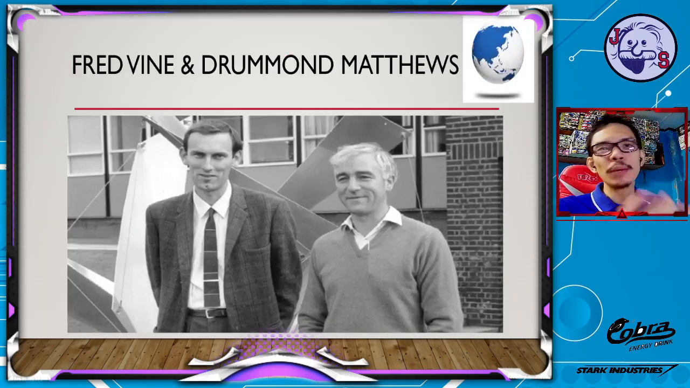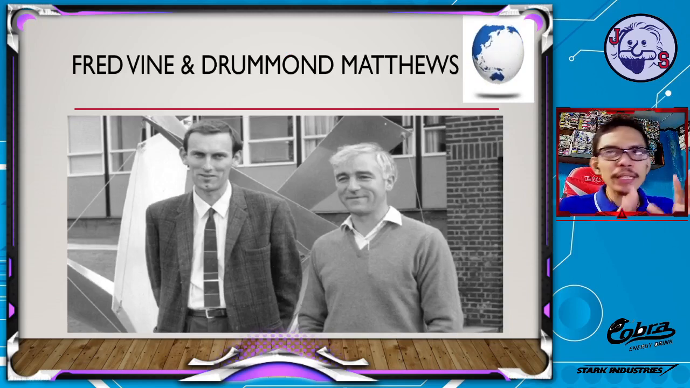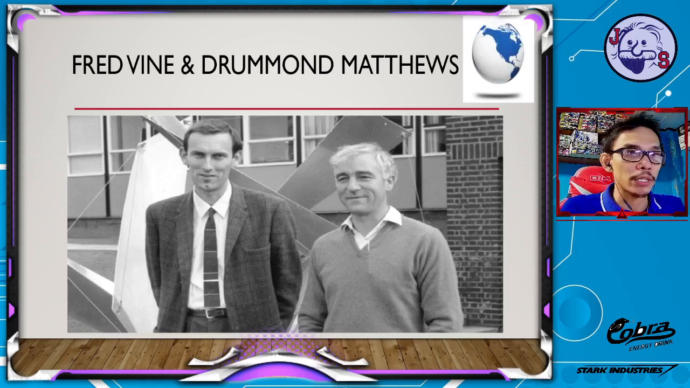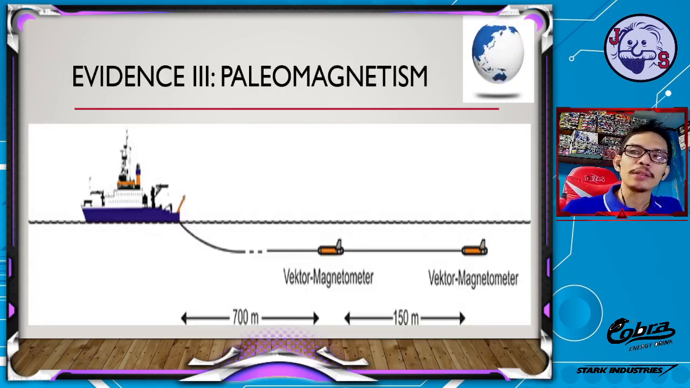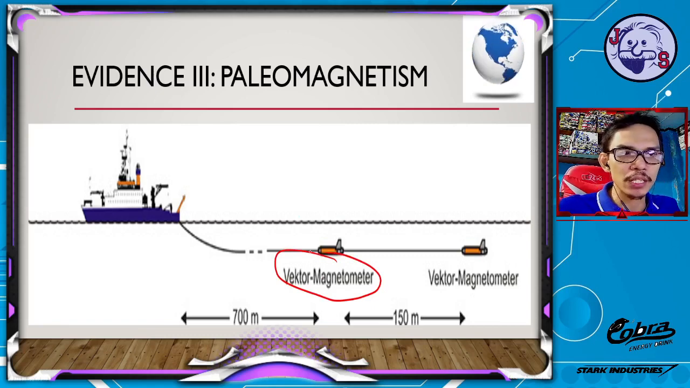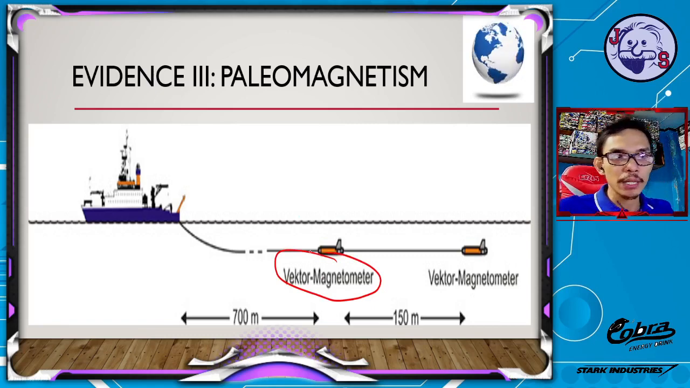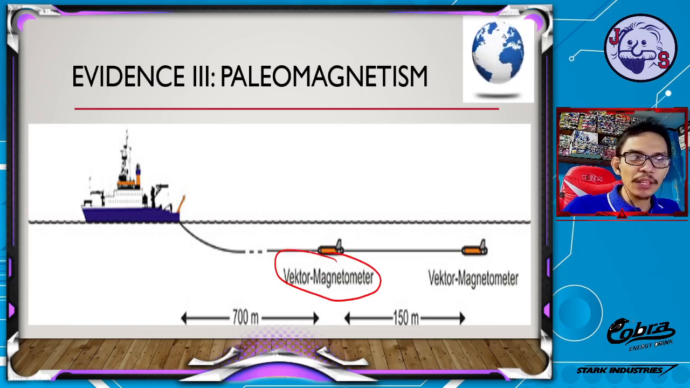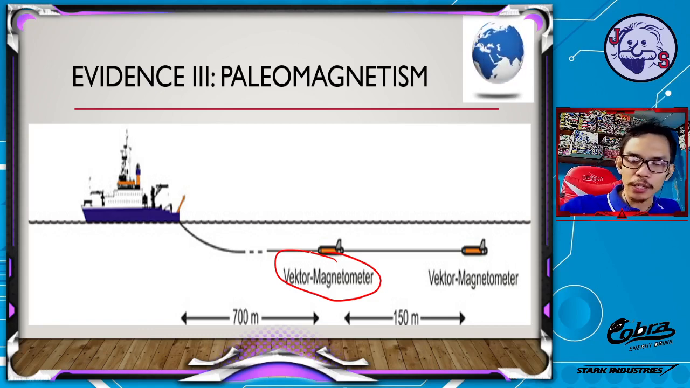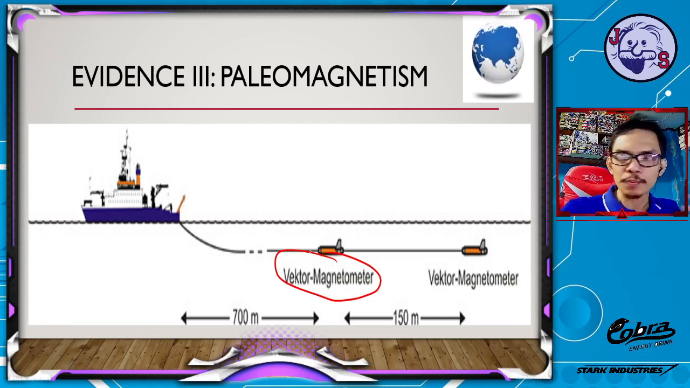So let's go now to the magnetic reversals. Magnetic reversals were studied by Fred Vine and Drummond Matthews. How did they conduct this investigation? They used what is called a magnetometer. This device is very sensitive to magnetic anomalies, even those embedded in rocks, so these instruments can detect magnetic anomalies found in the ocean floor.